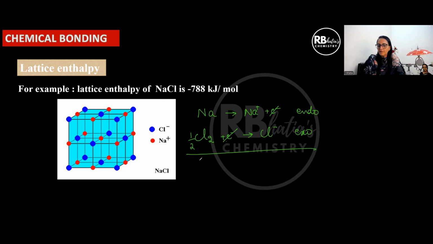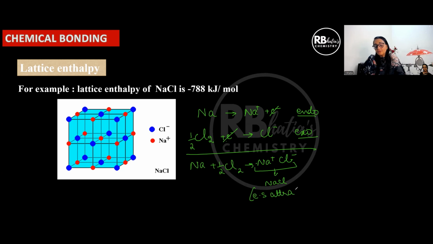Now, if I cancel off the electrons, I'm going to get sodium plus half of chlorine to give sodium ion and chloride ion, that is NaCl. Okay, so this was endo, this was exo. But these two oppositely charged ions, once they are formed, they attract by electrostatic attraction. And attractions always lead to loss of energy. The energy lost is called lattice energy. And lattice energy of sodium chloride is minus 788 kilojoule per mole.